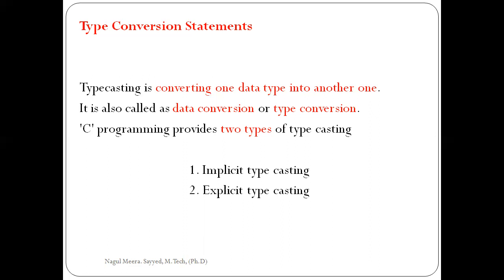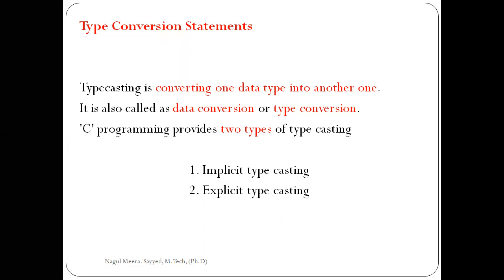So simply, typecasting is nothing but converting one data type into another one. Converting one data type into another data type, that is nothing but type conversion. That means in our program one variable is defined in one type. Using this type conversion we are trying to convert that already defined data type into another data type. This concept is called the type conversion statement. So here type conversion is nothing but converting one data type into another data type.